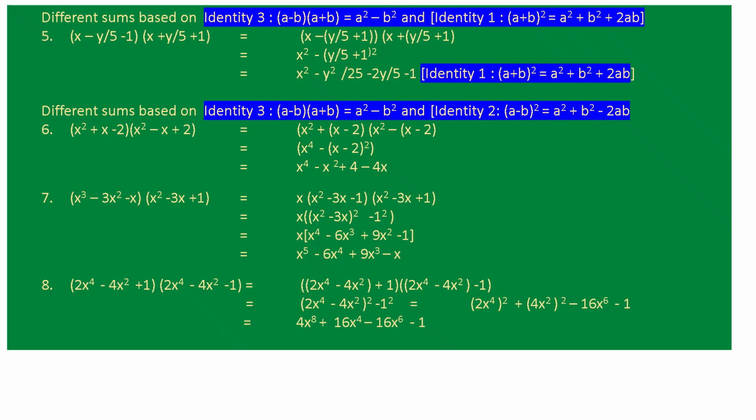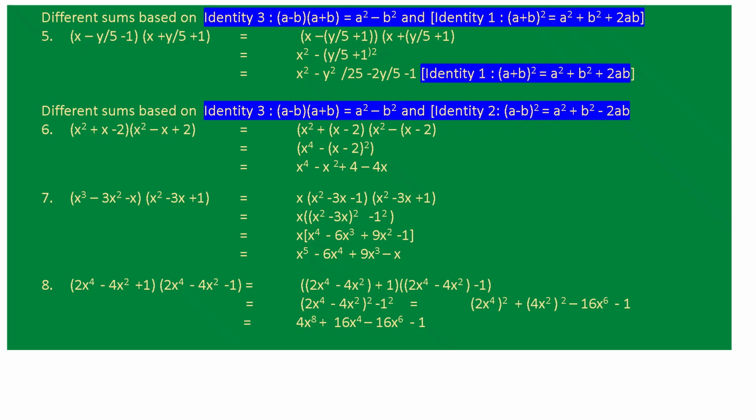Now let's look into some sums which can combine more than one identity. These examples combine identity 3 and 1 or identity 3 and 2. So let's look into each one of these. Looking at an expression, if you need to find the product, the first thing you have to notice is whether the terms in each one of these expressions are the same terms, or it could be a square, or it could have just been multiplied by a number, say 2, wherein you can remove 2 and make both the expressions look alike.